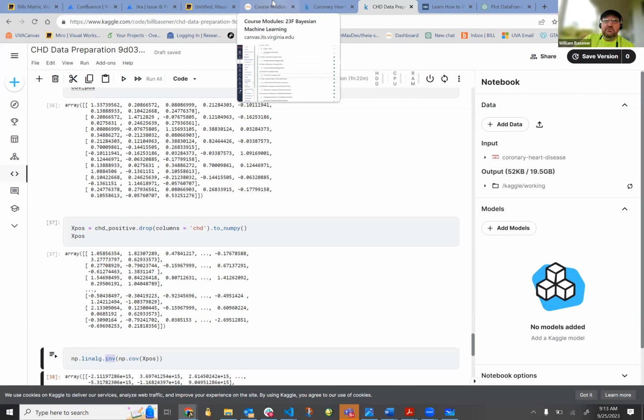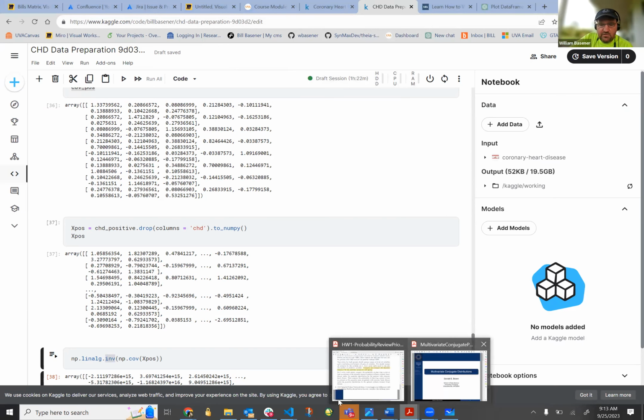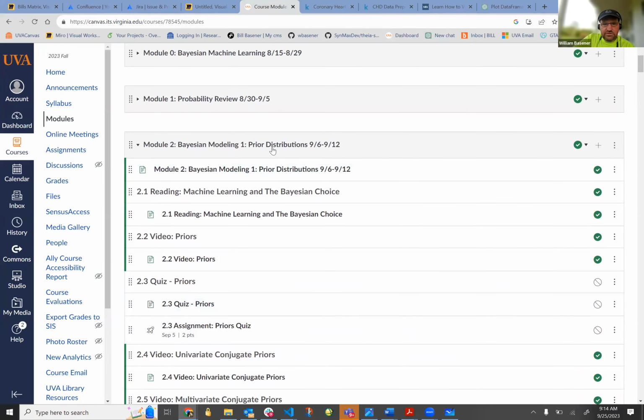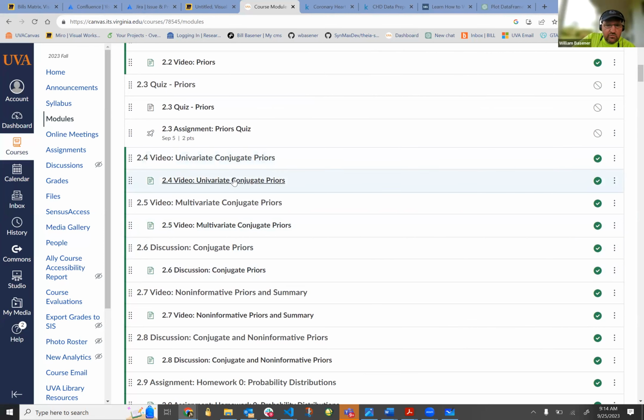Here we made that assumption that it's a multivariate normal, but it's not really forced. It's more like we picked it to describe the situation. So if we go into the course materials and look at module 2, which is called prior distributions, priors. We're learning how to deal with priors, and in this case it's going to be multivariate conjugate priors that we care about.